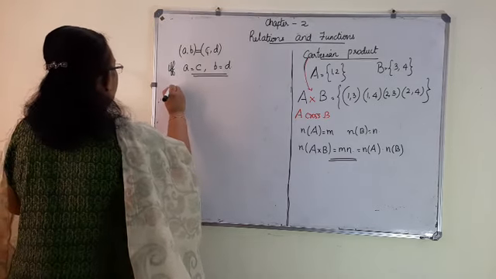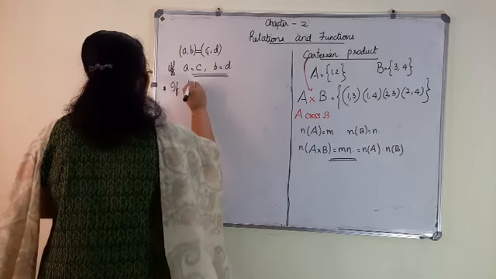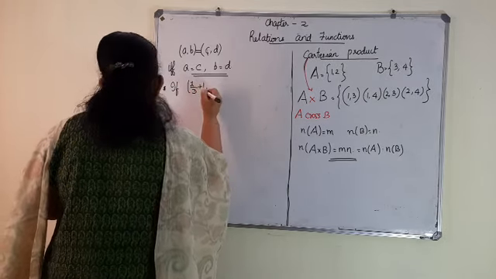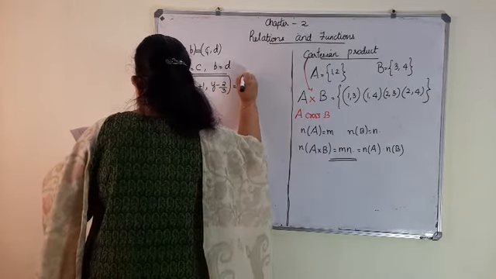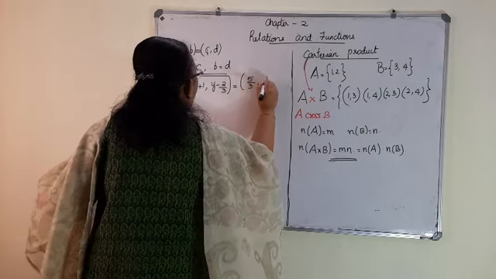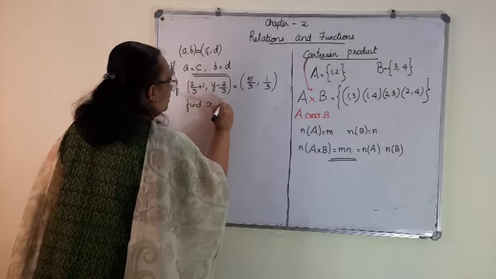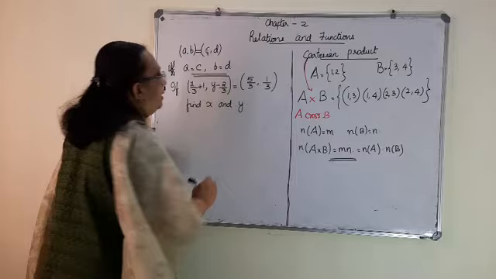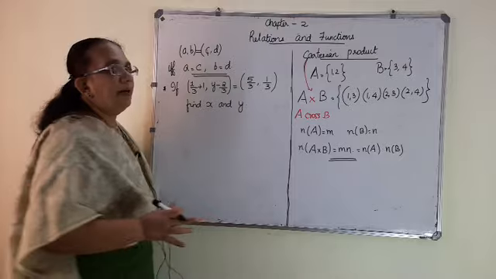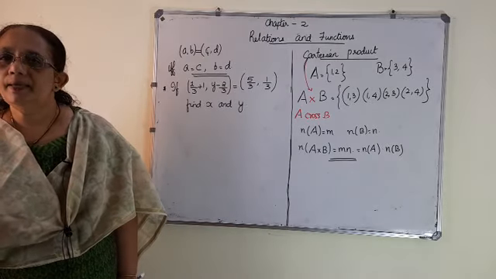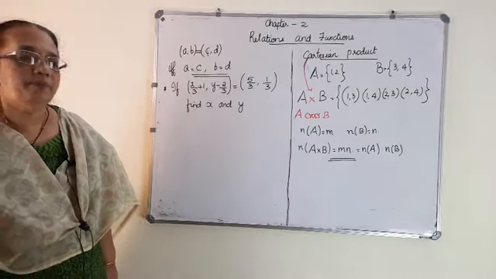If (x/3 + 1, y - 2/3) is equal to (5/3, 1/3), find x and y. So, it is an ordered pair. The left side is an ordered pair, the right side is an ordered pair, and it is given that those two ordered pairs are equal. If the ordered pairs are equal, the first components should be equal and the second components should be equal.